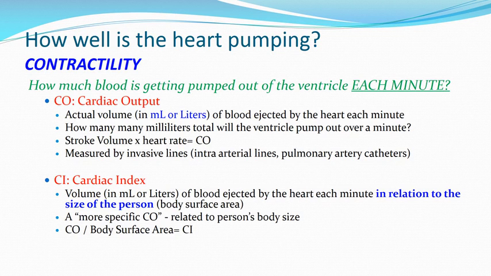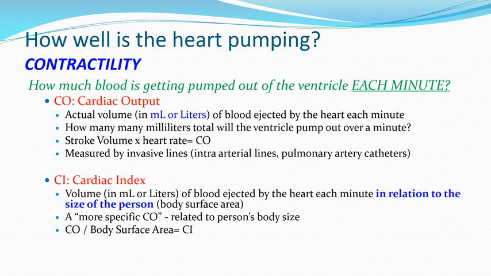So what do we call these values that give us the amount of blood getting pumped out of the ventricle each minute? This is cardiac output, and it's an actual volume of blood, just like our stroke volume, that leaves the left ventricle over a minute. So how do we measure this? Well, it's those invasive lines again, the intra-arterial catheter and pulmonary artery catheter, but more details to come on these.